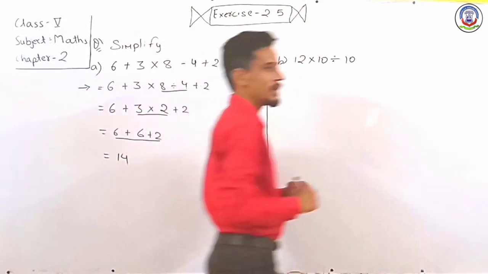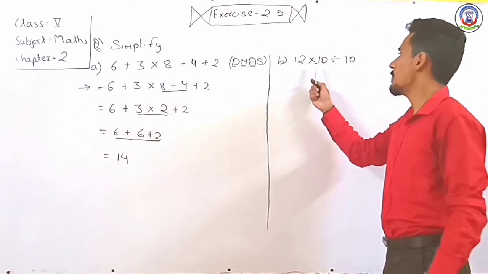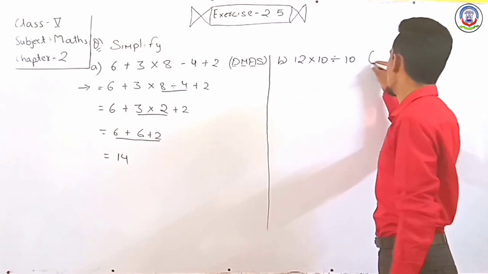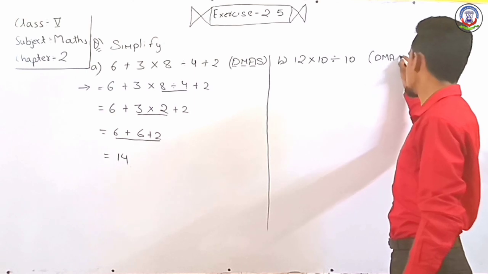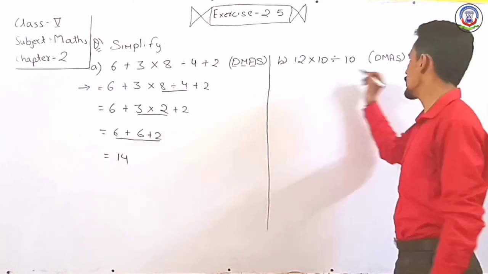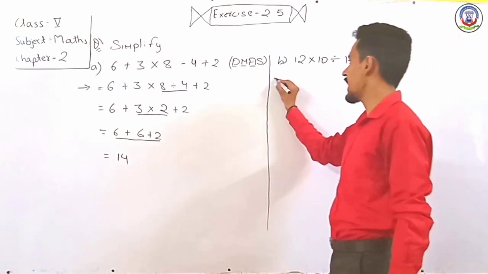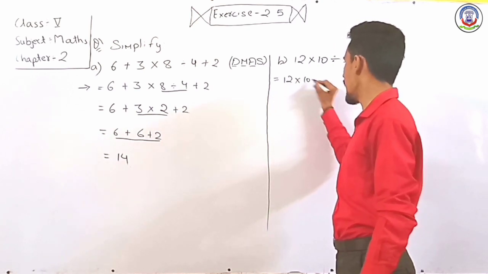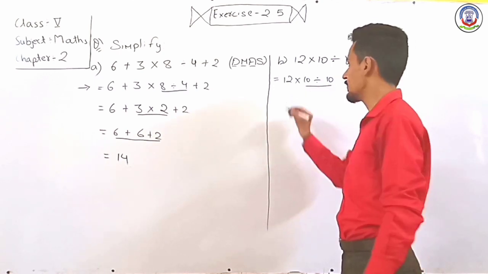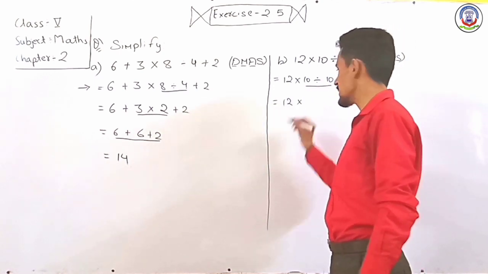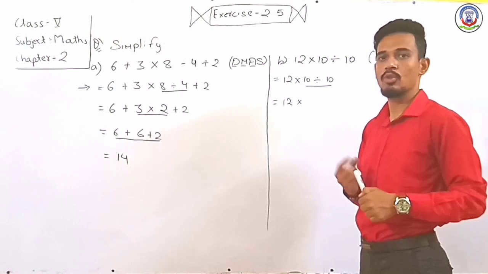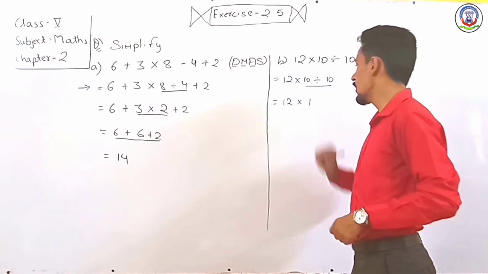Now move to B. In B we have 12 multiply 10 divided by 10. So in this we also use DMAS. In this we have two signs, divide and multiply. So first we do D, that is divide. First we write the question: 12 multiply 10 divide 10. First we do division. So 12 and multiply remain same. 10 divided by 10, that is 10, 10 की टेबल में कितनी बार में आता है, तो 10, 1 टाइम्स में आता है तो हम लोग लिख देंगे 1 टाइम.